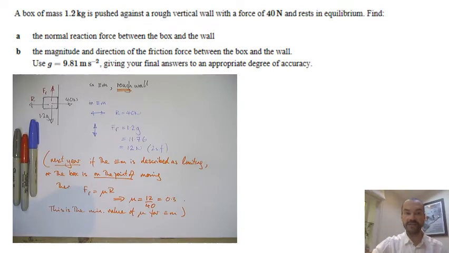The next example: a box of 1.2 kilograms is pushed into a wall. And it's not just a wall, it's a rough wall. And it's pushed with a force of 40 newtons and rests in equilibrium. So let's draw a diagram. A diagram has a vertical wall, an object in contact with it being pushed into it. So I would have 40 newtons that way, so I can see the arrowhead. A reaction with the wall at right angles to the wall going that way.